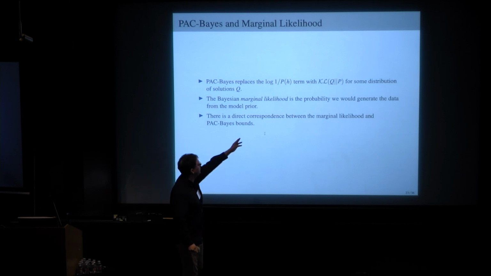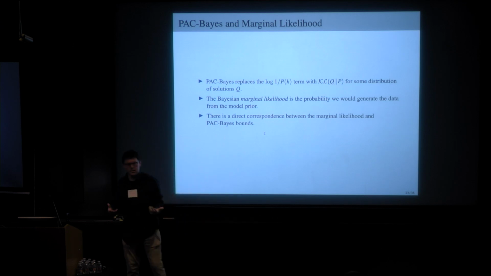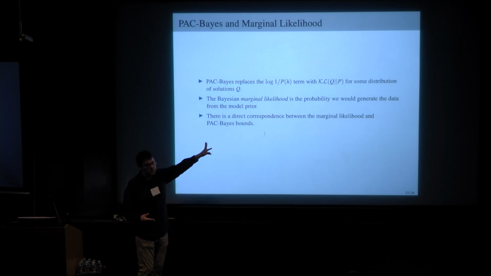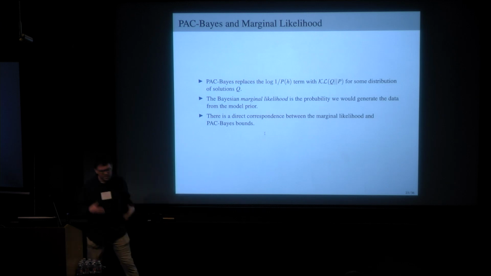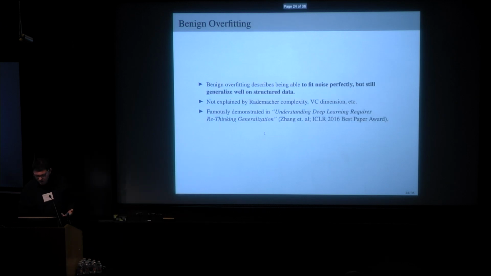I think it's useful to understand the connection between these things, especially because this thing called the marginal likelihood, the Bayesian evidence, directly corresponds to a PAC-Bayes bound. And this is something that we know how to compute very well in many instances.